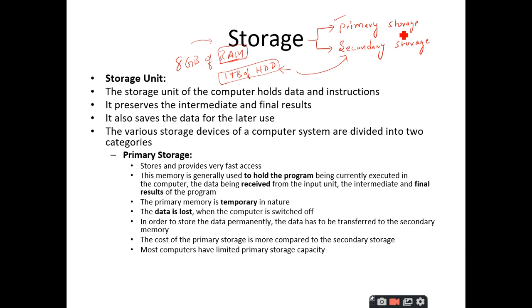So, primary storage is used by the processor. This is very important. And the secondary storage is used by the user as well as the processor also.